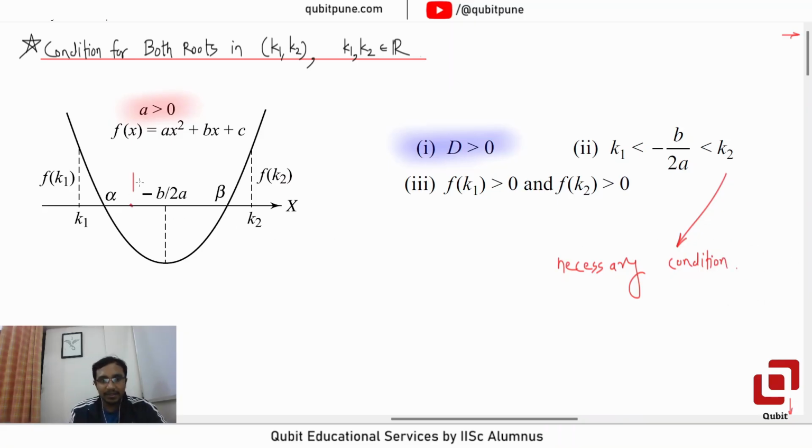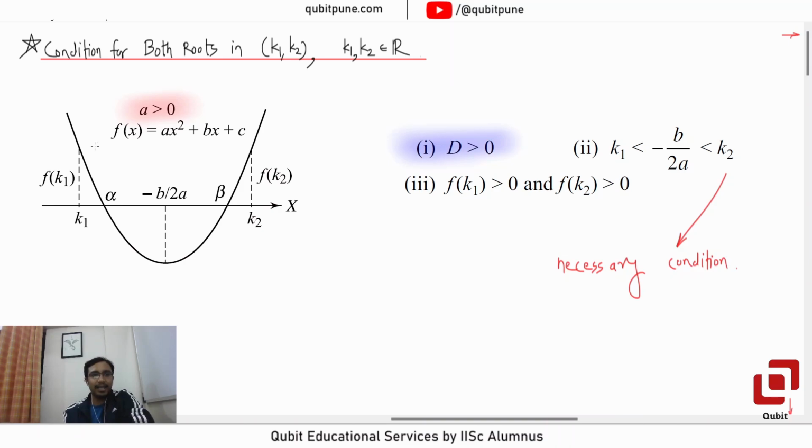Look, suppose k1 is here. Condition is met, but alpha lies to the left of that. Or rather, let me do it in this way. Suppose k2 is here, k2, not k1, sorry. Again, negative b by 2a lies between k1 and k2, but beta lies outside. So it's a necessary condition but not sufficient. What will make it sufficient? The third condition. f of k1 and f of k2 should always be positive.